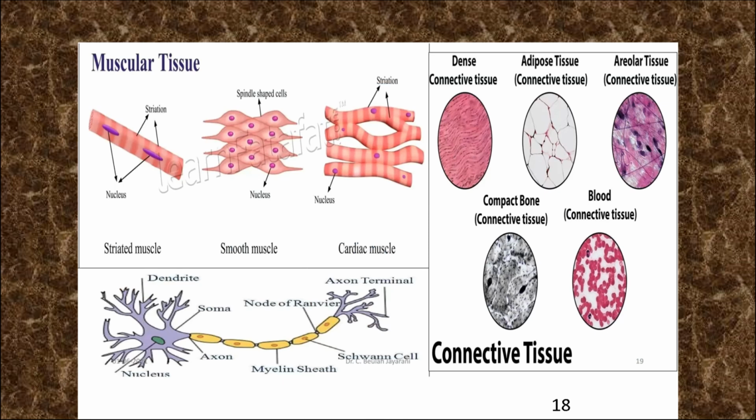Here you can see the striated muscles, smooth muscles, cardiac muscles, and then the neurons, which also contain several types of different structures, and we'll see them in neurology. The connective tissues have a lot of different classifications, like adipose tissue, then areolar tissue, then compact bone tissue.